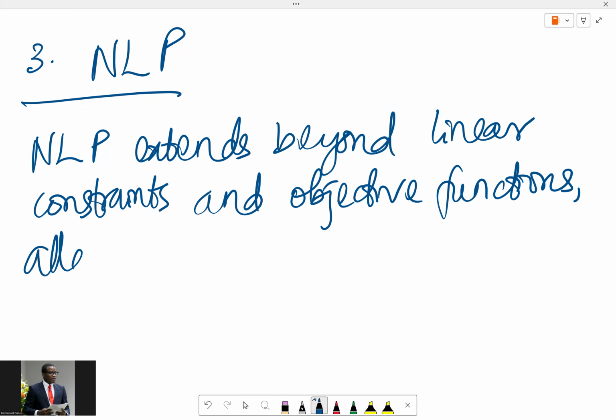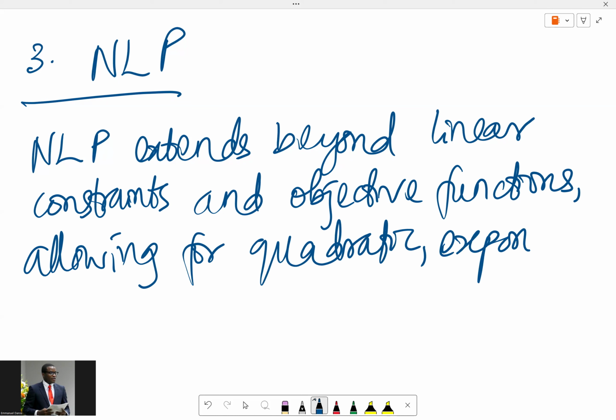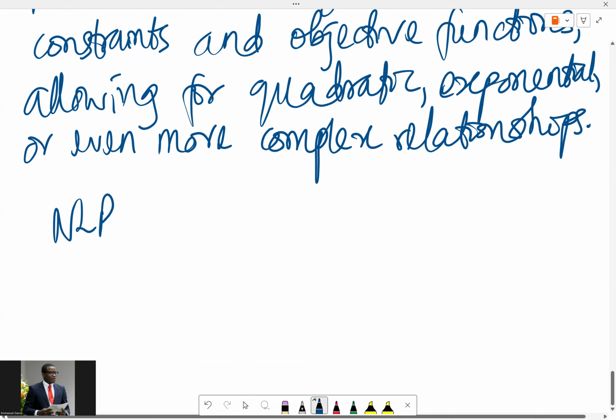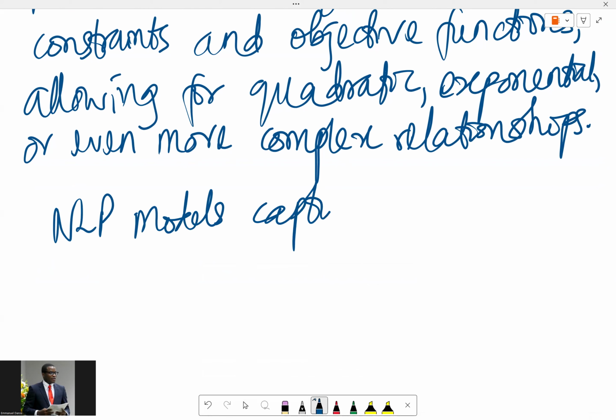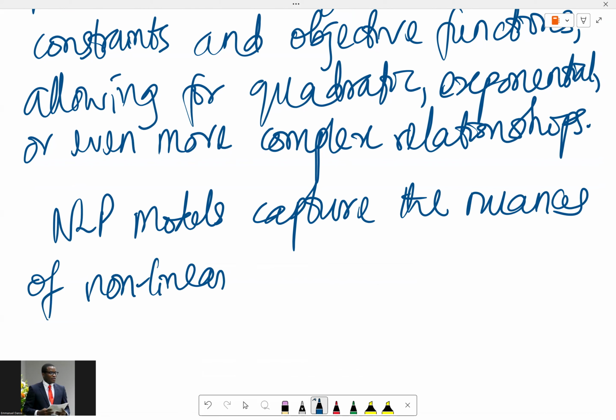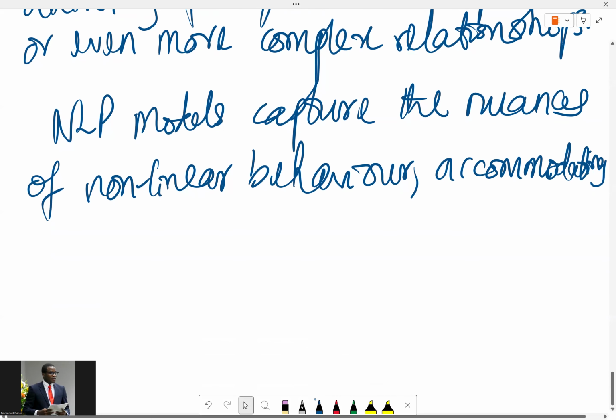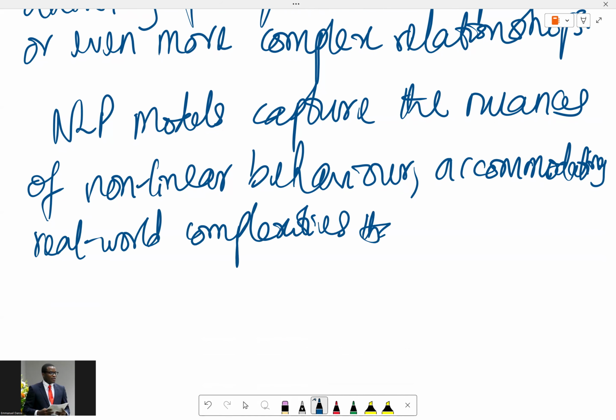Okay. So allowing for quadratic, exponential, or even more complex relationships. So NLP models, nonlinear programming models, capture the nuances of nonlinear behavior, accommodating real world complexities that linear programming cannot.